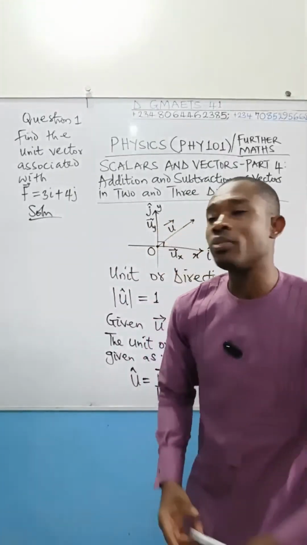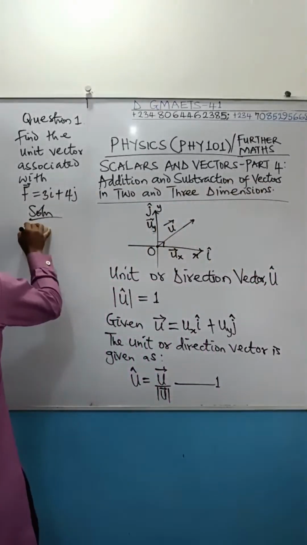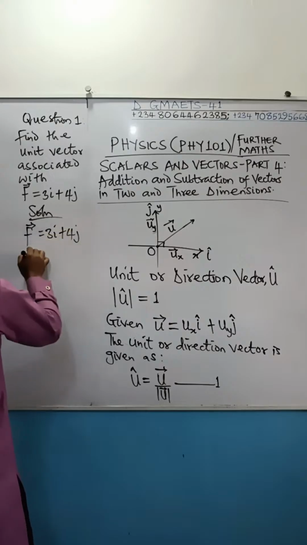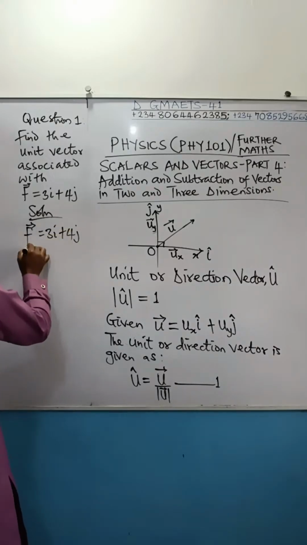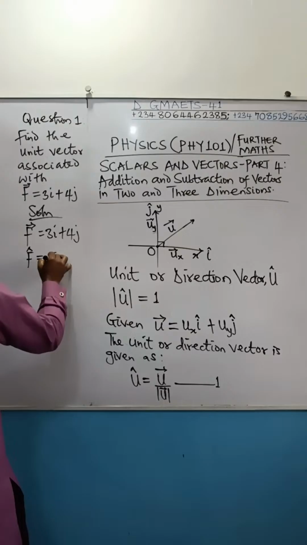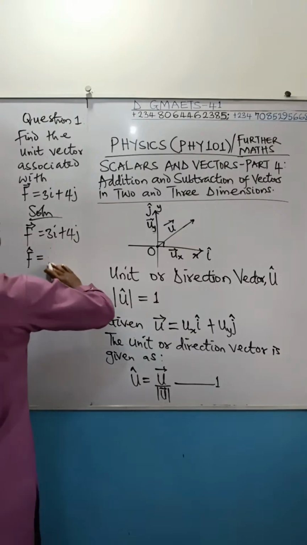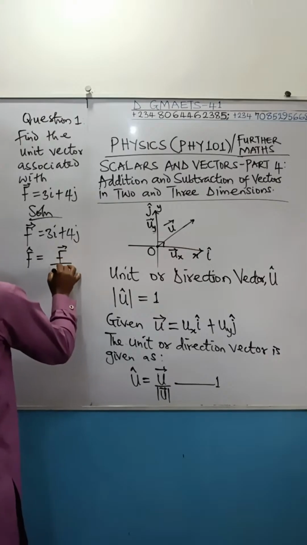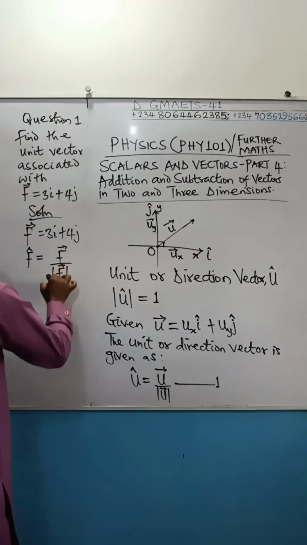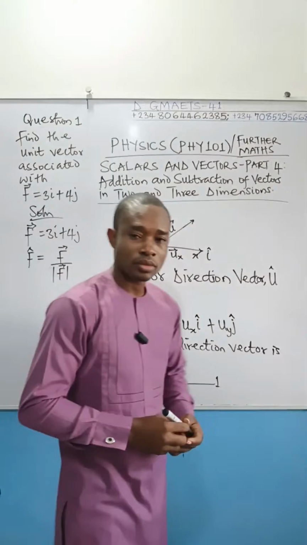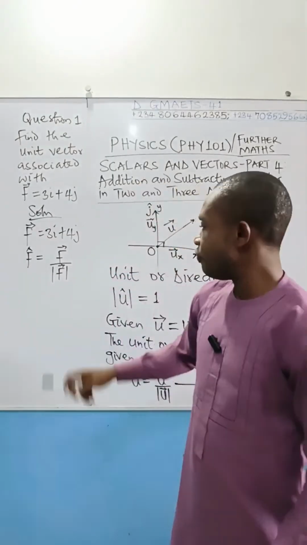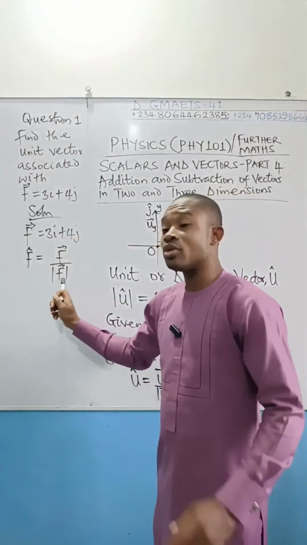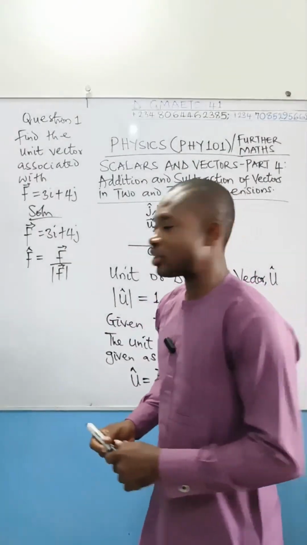Of course, we have the formula of unit vector given. We have vector f to be equal to 3i plus 4j. And then unit vector f, therefore, is going to be equal to vector f itself, the given vector f, and then you divide it by the magnitude of that vector. So we know the given vector. We know it, 3i plus 4j. All we have to do is to find the magnitude of that vector.